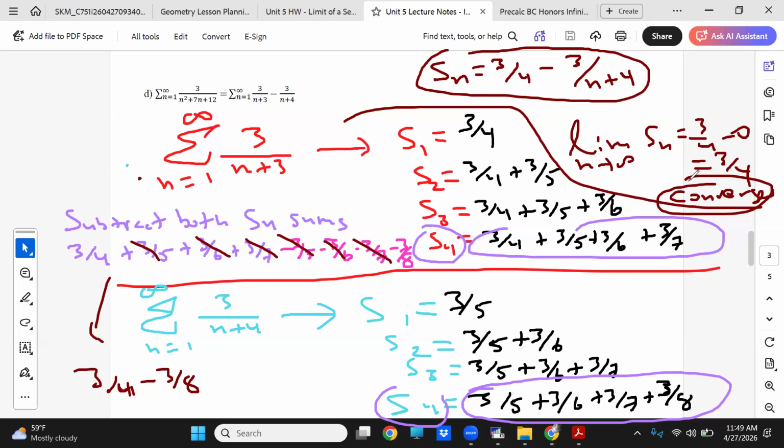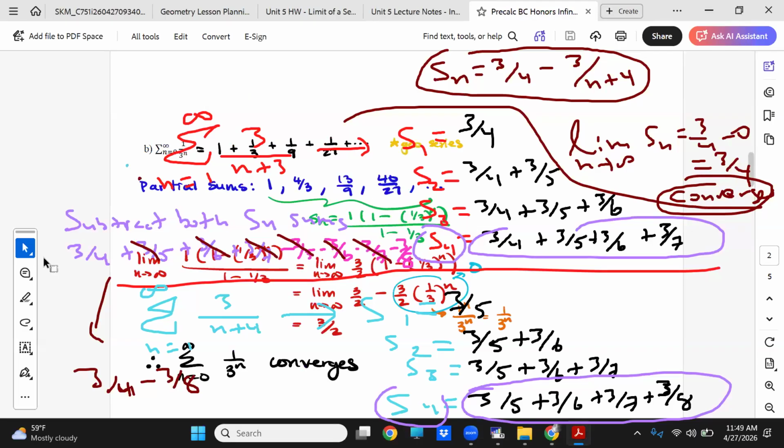The answer is yes. Because when I calculate the partial sums, I notice a pattern when I look at S4: if I subtract the first S4 from the second S4, most terms cancel except for 3/4 minus 3/8. But in general, it's always going to be 3/4 minus 3 over n plus 4. And if I take the limit as n approaches infinity of that expression, I do get 3/4, therefore this converges. So that will converge. Yep, that's what I noticed.